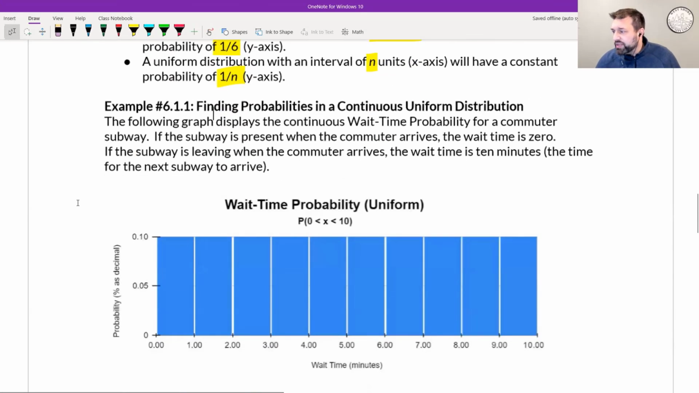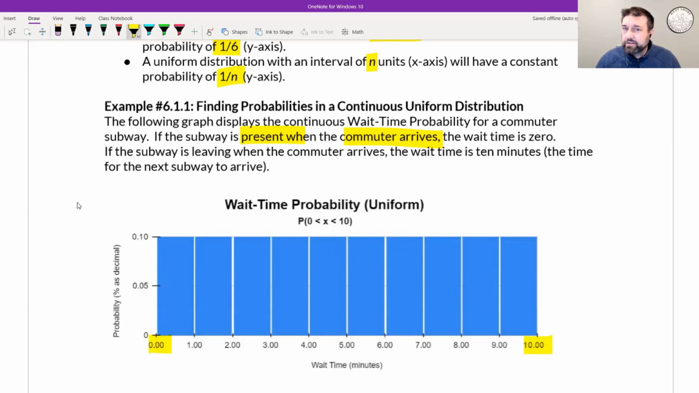Here again is that subway distribution that we talked about. You're waiting for the subway and it arrives every 10 minutes. Some people have a wait time of 0 minutes. They arrive on the platform and the doors are open and they walk right into the subway. Other people arrive at the subway platform and it is just pulling out of the station and they have to wait the full 10 minutes, and every other time in between.